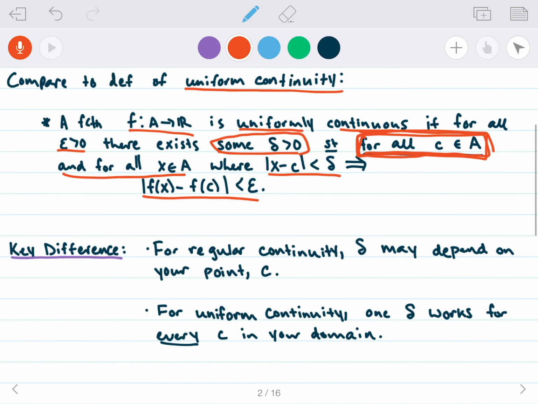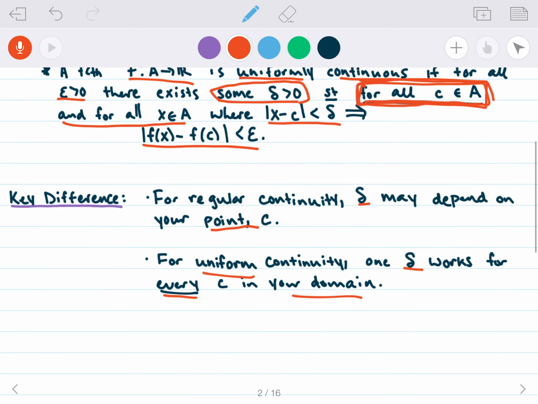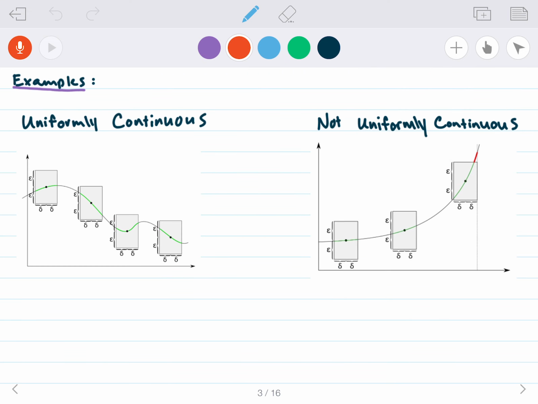So here's the key difference written out, and I said this aloud, but here it is written down. For regular continuity, delta may depend on your point C. And we saw that with x squared, I think, in the last lecture. We chose delta to be the minimum of 1 and something that depended on C. But for uniform continuity, one delta works for every C in your domain. Okay, so let's look at what this means pictorially.